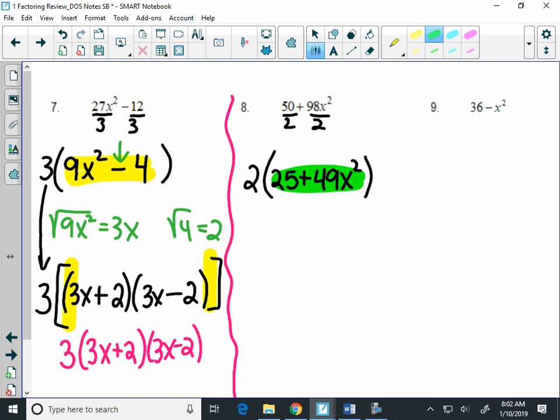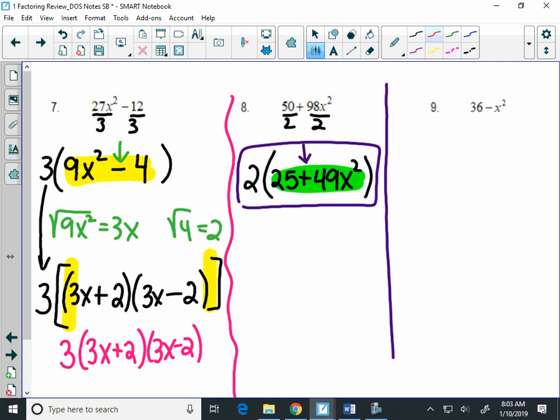Well, they're both perfect squares, but notice there is a plus sign there, which means you cannot factor anymore. Now, this is not called prime. I don't want to see prime on your paper. You already factored. You did factor out a GCF, so it's not prime. However, the inside part just can't be factored anymore, so this is as far as you can go.